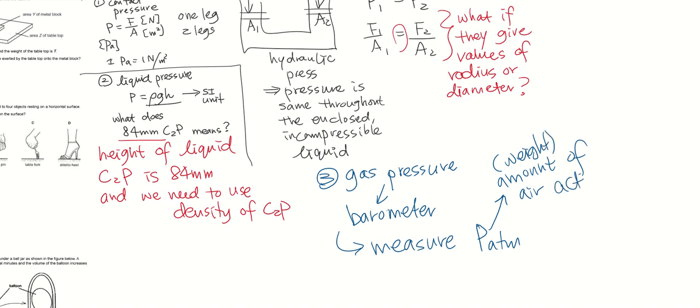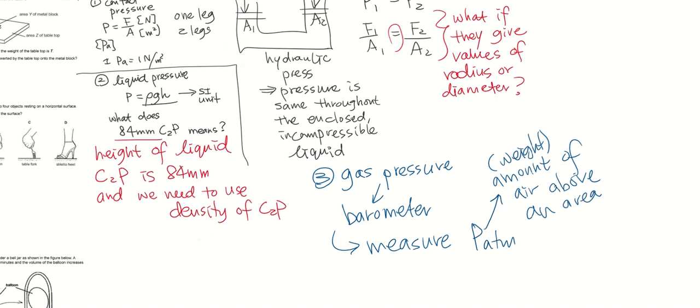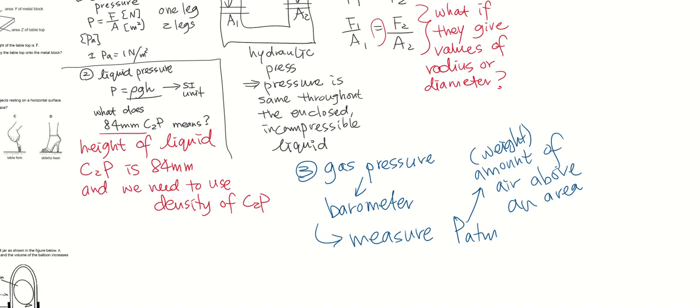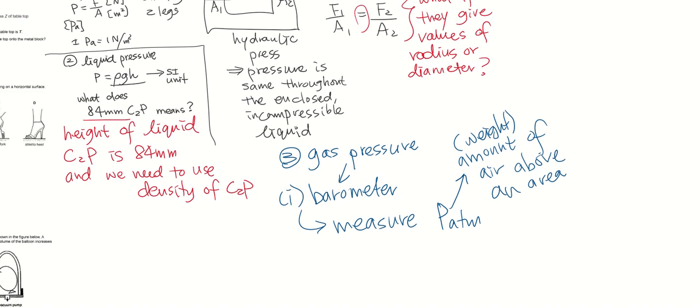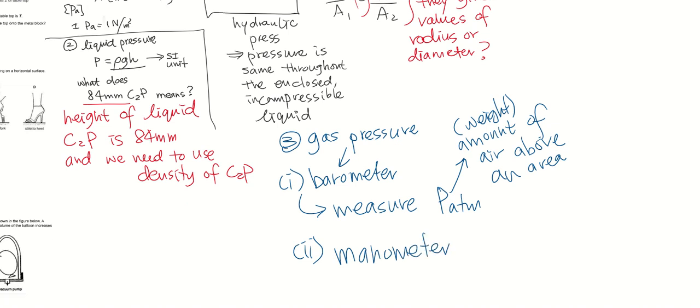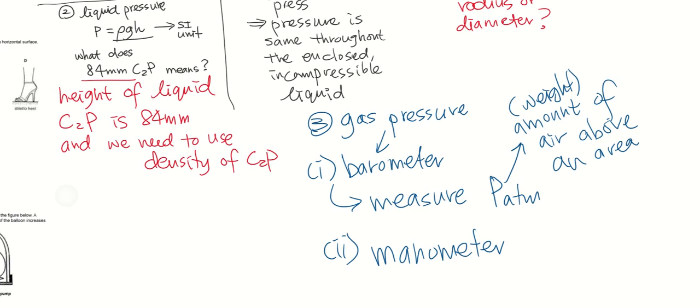Amount of air acting, amount of air above, and area. Right. It's actually the amount of air. Atmospheric pressure is weighing down on us. It depends on the amount of air. So we have barometer and we also have manometer. Okay? I can zoom in.